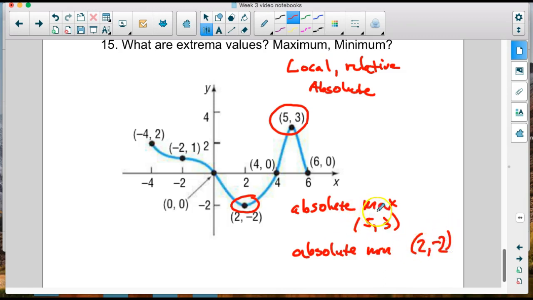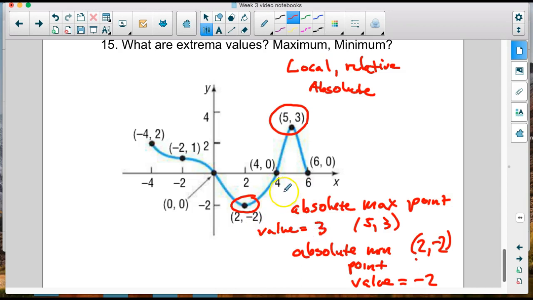So the value that max takes on is 3, though. So the absolute maximum value is 3. The absolute minimum value is -2. But the minimum point is this point. The value is -2. This is the point. The value for this one is 3.